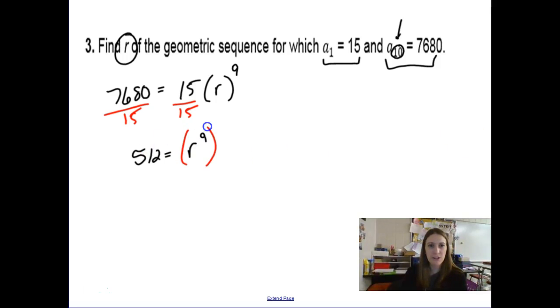the x root feature on your calculator, or you could just raise it to the 1/9th power, which works for me. Now on your newer calculators, it'll just do 1/9th in the exponent position. If you're using an older calculator, make sure you use parentheses around the 1/9th power. Anyways, this comes out to a 2. And that's all they want. Find r.